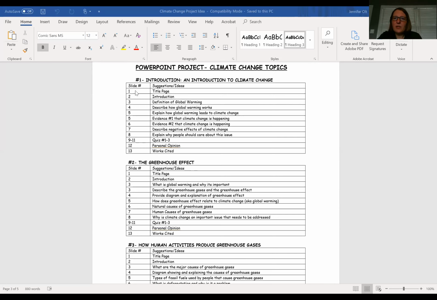So slide 1 was your title page, slide 2 is your introduction, here's 3 through 5. If you see a number twice, that simply means you can put 2 pieces of information on that slide. So if you chose an introduction to climate change, today you'd be looking at the definition of global warming, describe how global warming works, explain how global warming leads to climate change, and then describe your first evidence. So that's what you would be working on for slides 3 through 5.